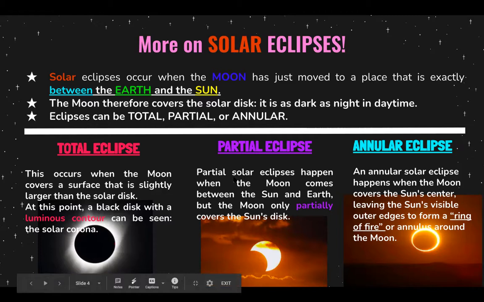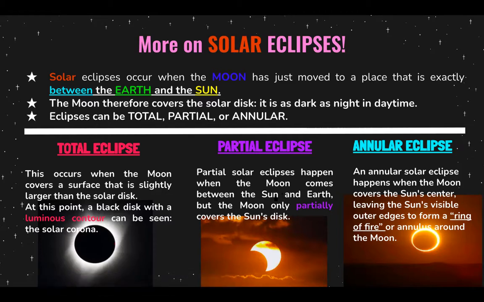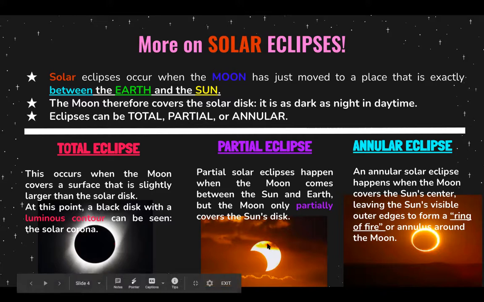A partial solar eclipse happens when the moon comes between the sun and the earth, but the moon only partially covers the sun's disk. So imagine this is the moon and the sun would be totally circular, right? We'd have a solar disk, but the moon is only partially covering the sun.